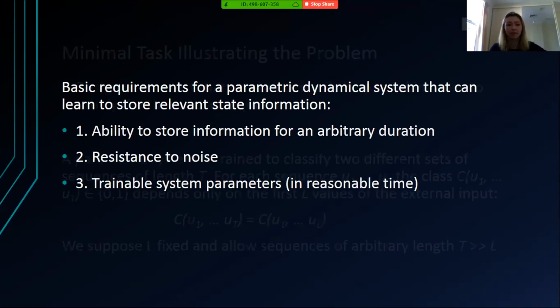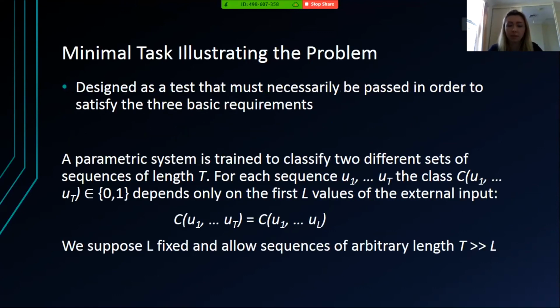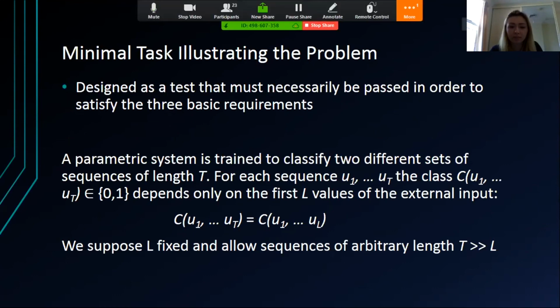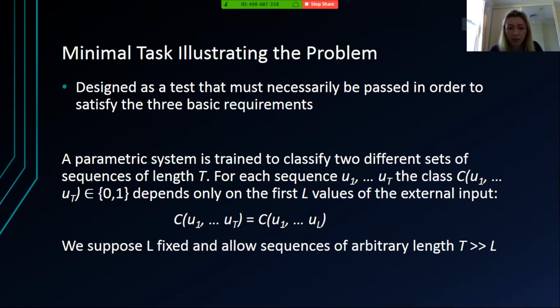So the minimal task was designed as a test that must be necessarily passed in order to satisfy the three basic requirements. A parametric system is trained to classify two different sets of sequences of length t. And for each sequence u1 to ut, the class C(u1 to ut) depends only on the first L values of the external input. We suppose that L is fixed, and we allow sequences of arbitrary length where t is much larger than L. So L is basically a very small subset of t.